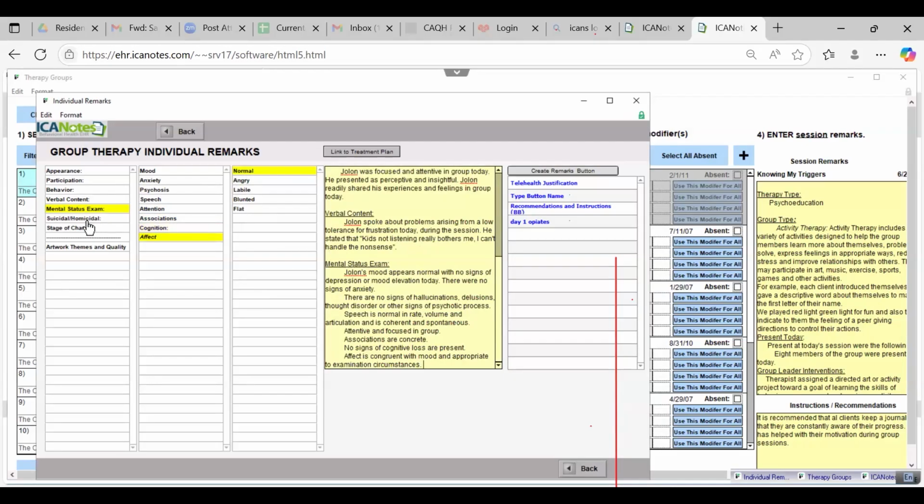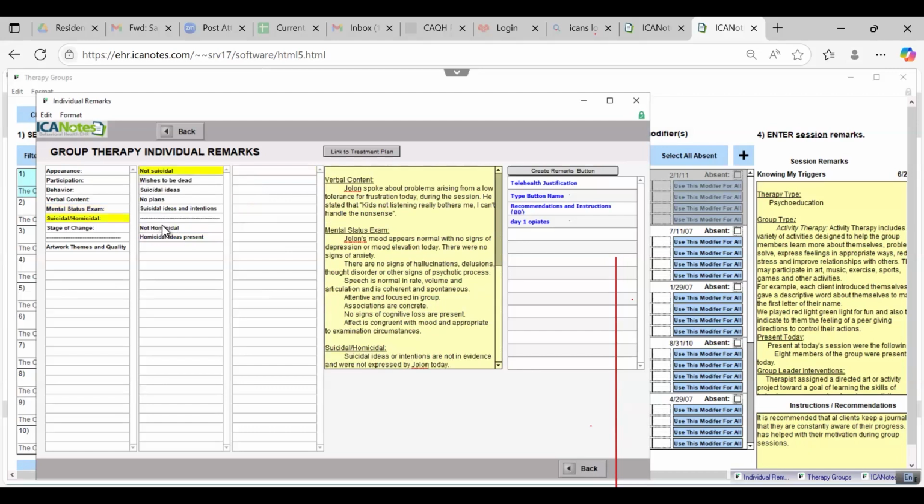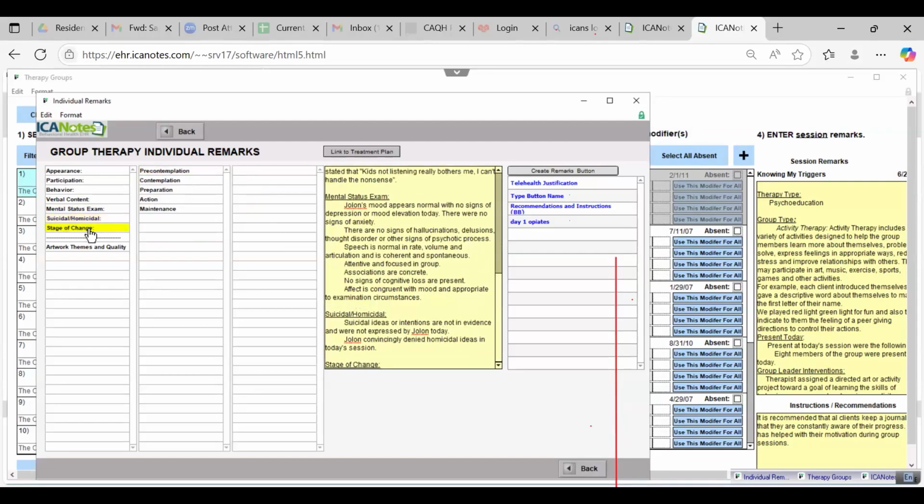I wanted you all to see that option. Now we want to move down to suicidal, homicidal. Most of the time, generally, we will have not suicidal, not homicidal. Sometimes we will have to address that in a group, where they have said they've wished to be, or have ideas, or that they don't have plans, or that they do have intentions. We want to notate which one it is. Stage of change. Now, the stage of change represents the scale, the continuum of knowing that they need to change versus changing their behavior.